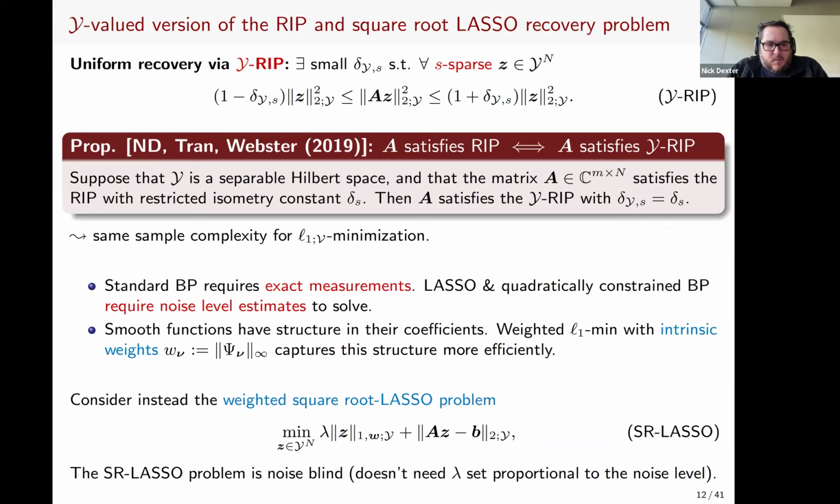So consider instead now the weighted square root lasso problem, or SR-LASSO. We want to minimize over z in Y^N lambda times the weighted l^1_w,Y norm of z plus the l^2_Y norm of Az minus b. And we know that this, thanks to some work by Simone and Ben and Anyi Bao, is a noise blind problem. So it doesn't need lambda set proportional to the noise level in order to solve this problem. In fact, what we find is oftentimes you just set lambda to some small value and generally it works really well. So this is what we focus on for the sparse approximation with polynomials going forward.